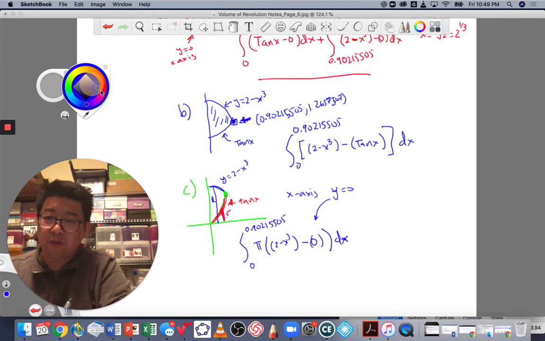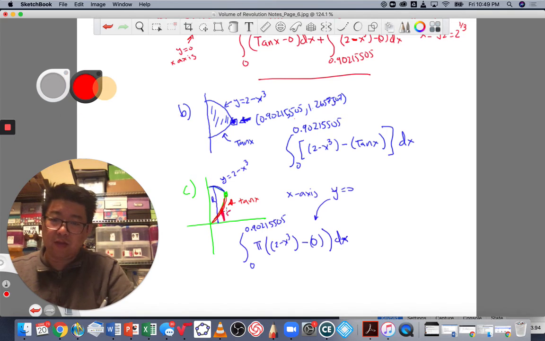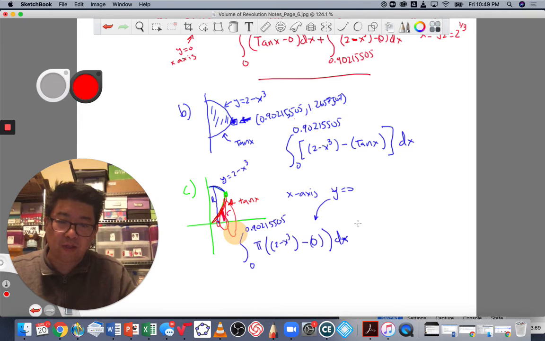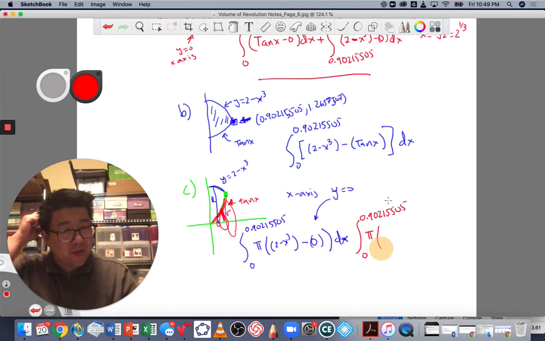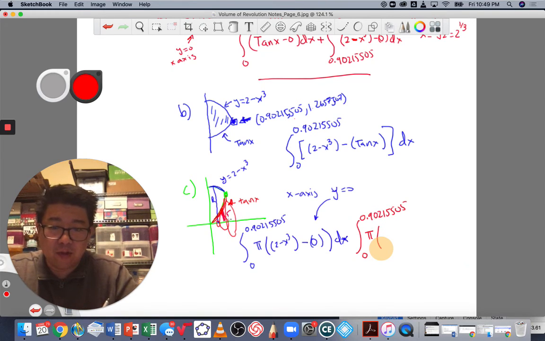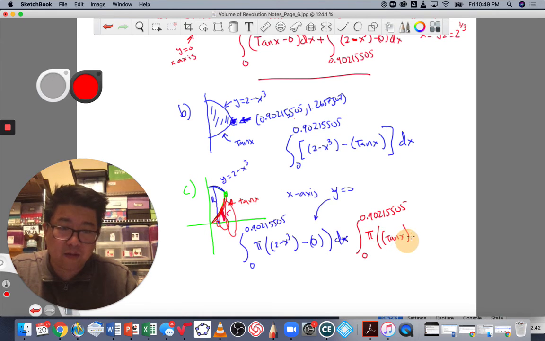So now we subtract out the empty space, okay, which is represented by this little r. So this little empty space right here, we're going to subtract out that r. So similar kind of bounds from 0 to 0.90215505. Pi radius squared. So this will be from tangent x all the way down to the axis of rotation. So this will be tangent x minus 0 squared.